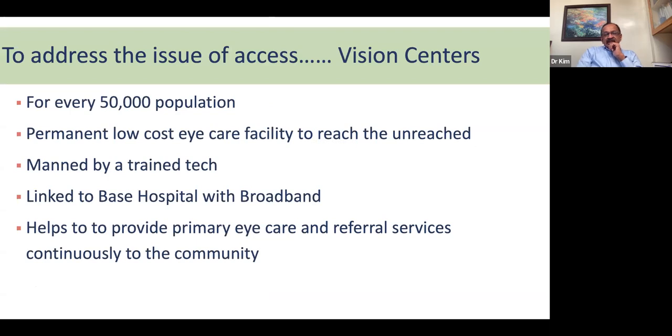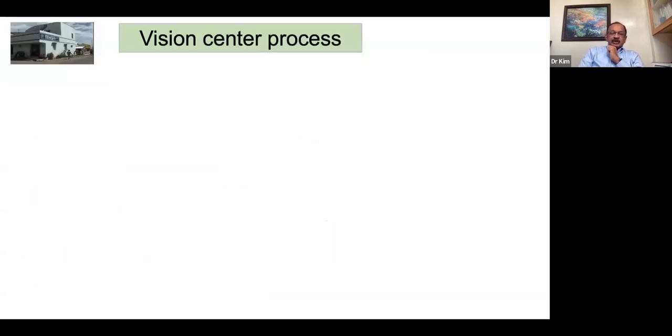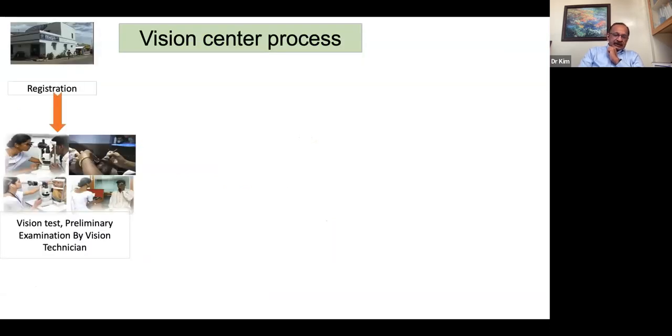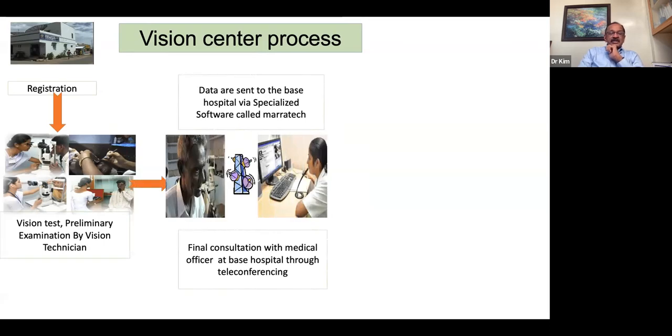What are these vision centers? To address the issue of access, for every 50,000 to 75,000 population, we have what we call permanent low-cost eye care facilities, which are manned by a trained ophthalmic technician with linkage to the base hospital, so that it can provide primary eye care and referral services to that community which does not have access to eye care. So in a way, these are like remote rural facilities manned by 2 ophthalmic technicians who examine these patients, just like what an ophthalmologist would do, a complete eye examination, including a slit lamp, fundus photo, applanation tonometry, retinoscopy and refraction.